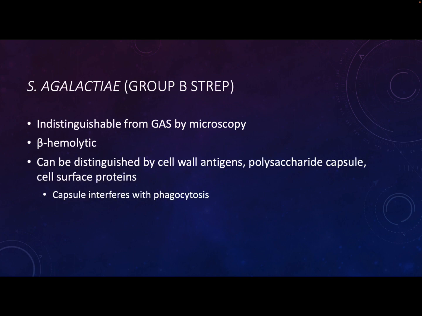How do we tell it apart? So how do I know the difference if I'm the clinician between group A and group B strep? There are a number of different ways. You can look for the cell wall antigens. You can look for the polysaccharide capsule. They have different polysaccharides that make up part of the capsule. And they have different cell surface proteins. And remember that capsule is a really important virulence factor because it impedes phagocytosis, and it also can impede deposition of complement. So having a capsule is great because it's helpful for immune evasion, and it also helps the bacteria to adhere to the host.